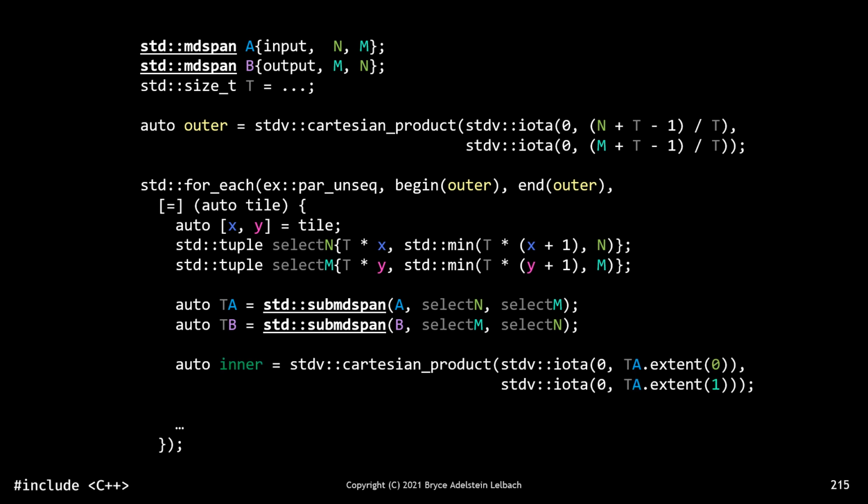Next, we need a range of the multidimensional indices within the tile. Finally, we use a C++ range-based for loop to iterate over the indices of the tile and perform the transpose with the local mdspan slices we made. With that, we're done.